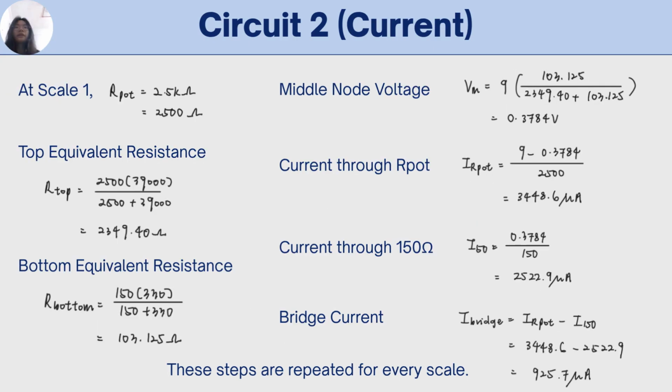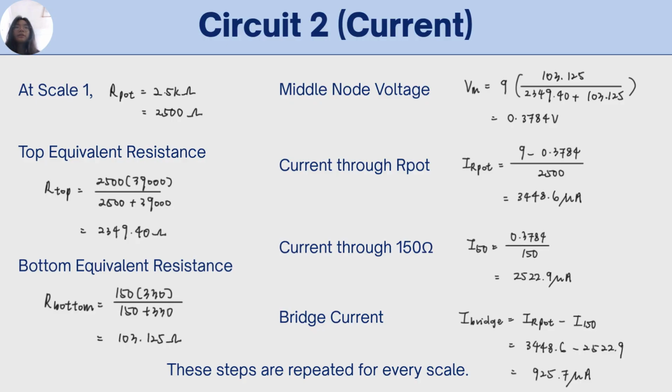After that, I calculate for current bridge at scale 1. The top equivalent resistance is equal to 2349.40 ohm, and the bottom equivalent resistance is equal to 103.125 ohm. After that, I calculate the middle node voltage, which is equal to 0.3784 volt. Then current through R port is equal to 3448.6 microampere, and the current through the 150 ohm resistor is equal to 2522.9 microampere.